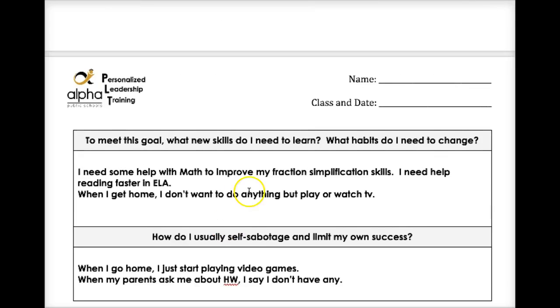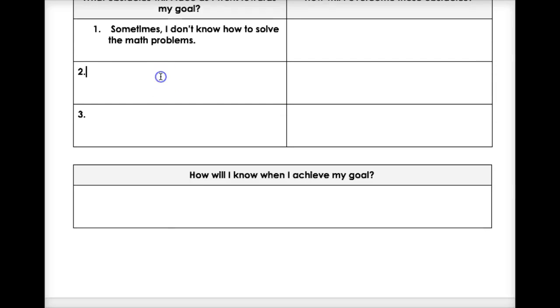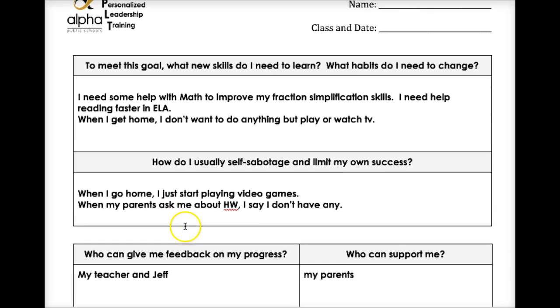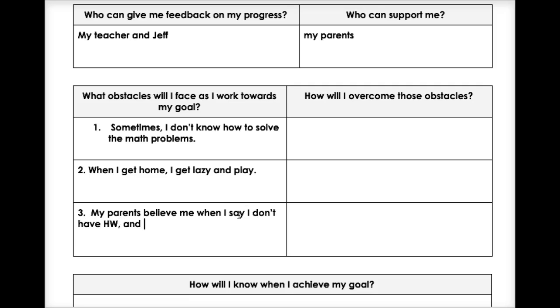Second obstacle, right, we have a couple here, but let's see. Let's be honest, I'm a little bit lazy. When I get home, I get lazy and play. All right. And then what's another obstacle? I mean, we got a lot of them, right? Here's me playing video games. Could be about the reading, but reading's not the real issue, I think this might be a good one. Basically, my parents believe me when I say I don't have homework, and I do. All right, so now we've got 3 obstacles.